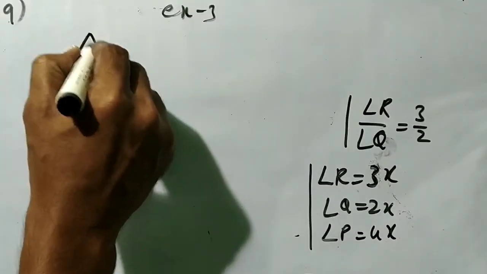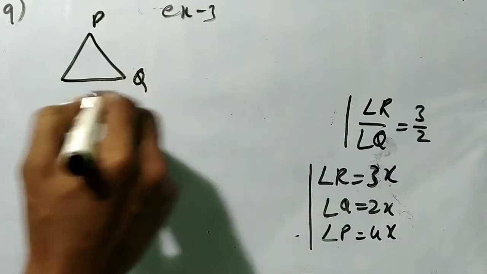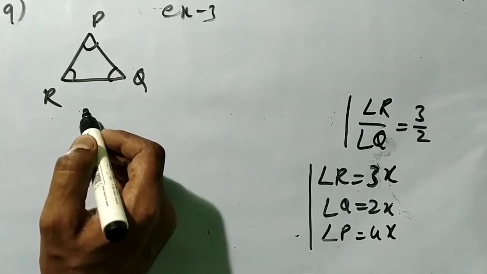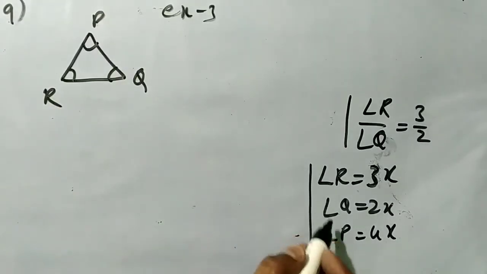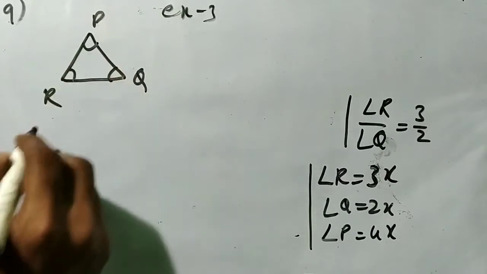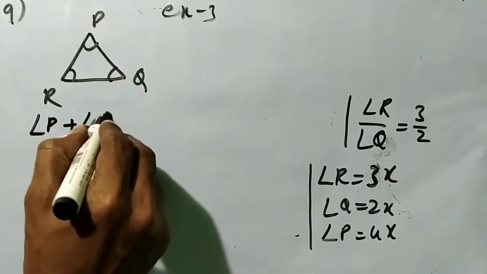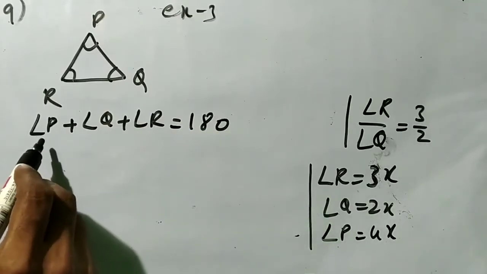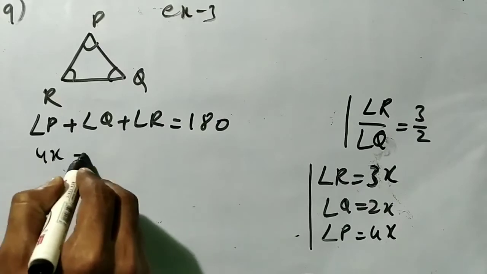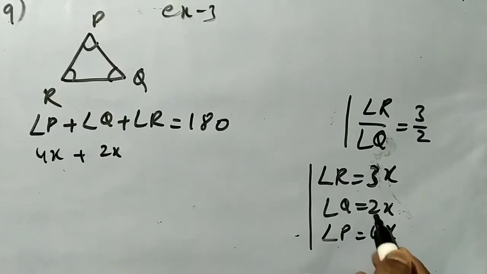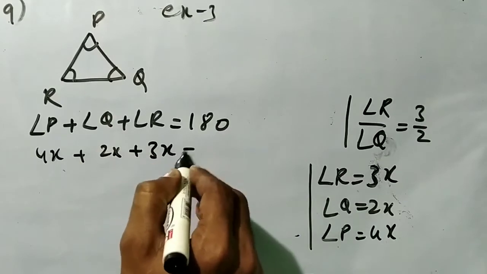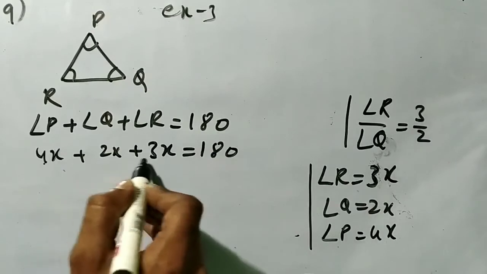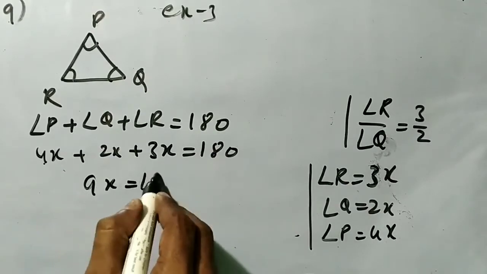We know already that PQR is a triangle. So the sum of interior angles is equal to 180. We have studied already. So these are the PQR interior angles. That is angle P plus angle Q plus angle R is equal to 180. But here the values we also got: angle P is equal to 4x, angle Q is equal to 2x, angle R is equal to 3x. So 4 plus 2 plus 3. 4 plus 2 is 6, 6 plus 3 is 9. That is 9x is equal to 180.